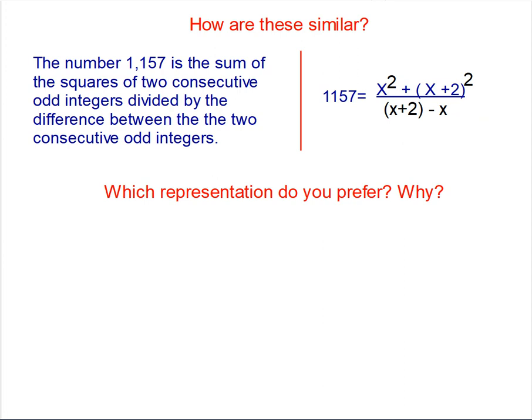So I want you to take a look at these two things and find out how they're similar. Okay, one is the story sentence and one is the equation. It says the number 1,157 is the sum of the squares of two consecutive odd integers divided by the difference between the two consecutive odd integers. And then look at that equation, and what do you notice that is similar about them?